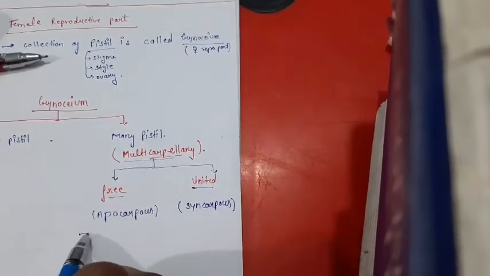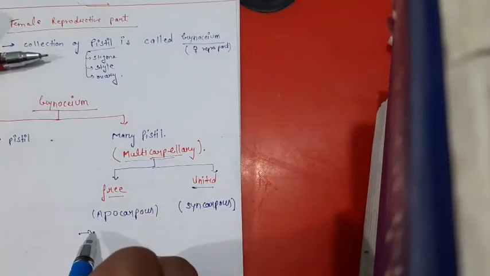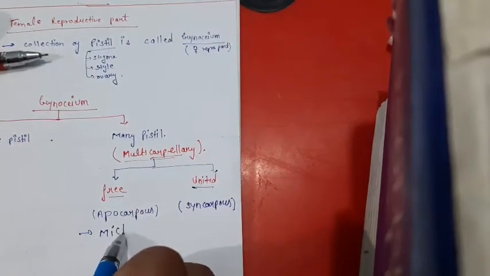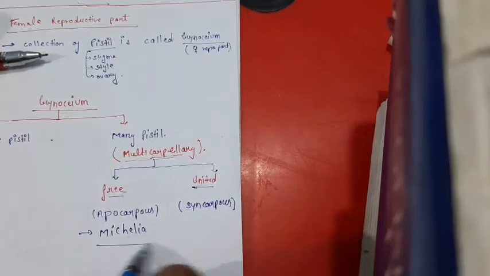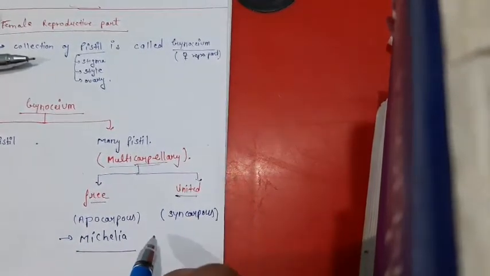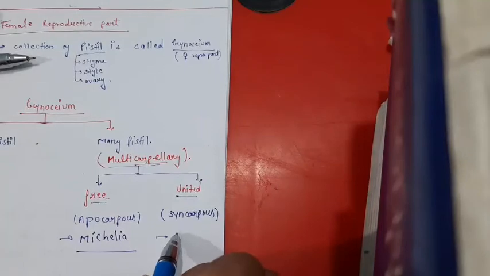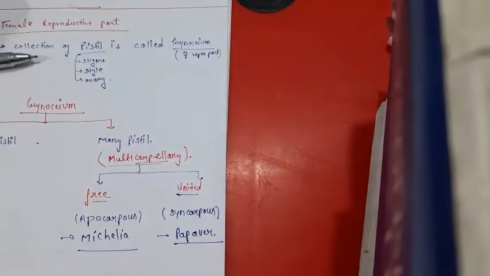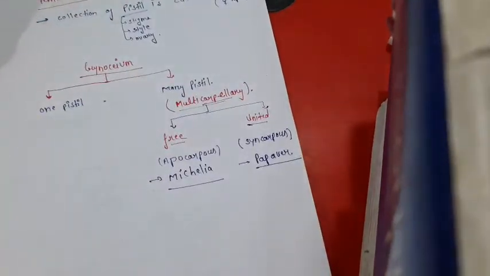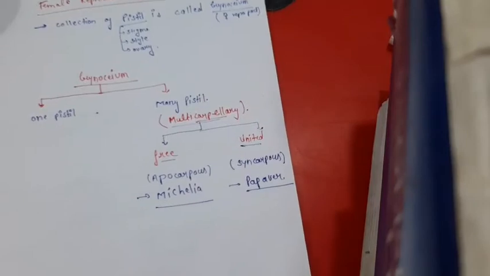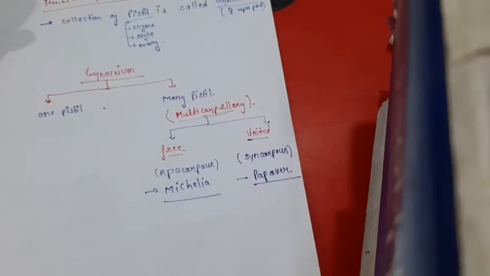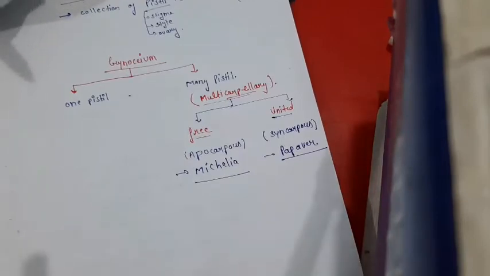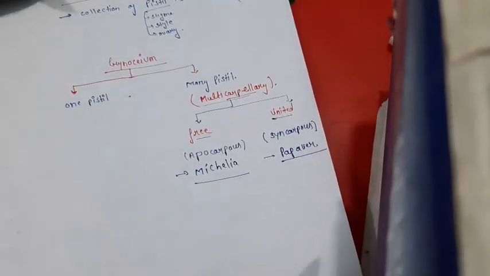Now we will discuss some examples. Here the apocarpous example is Michelia, and the syncarpous example is Papaver. Okay friends, so that is the classification of gynoecium. Now friends, we will discuss the female reproductive part.